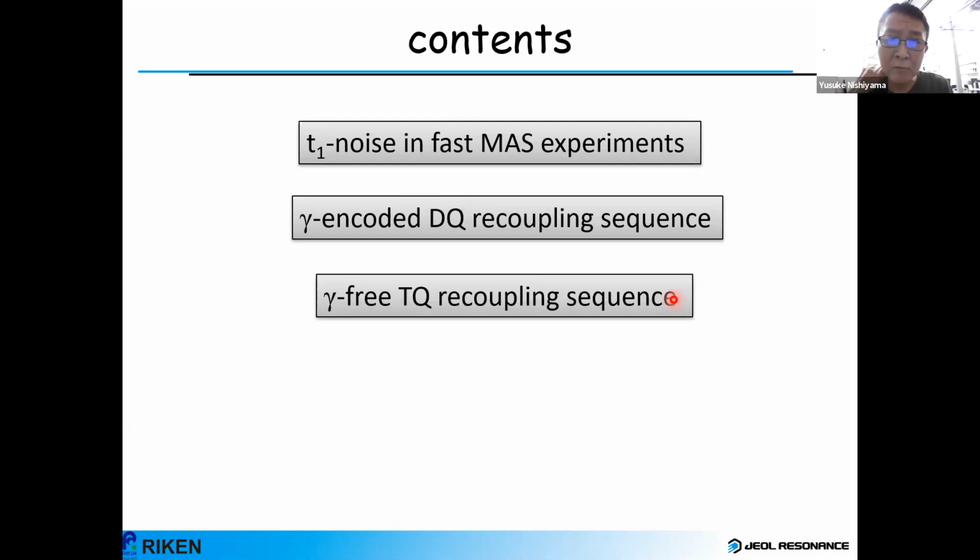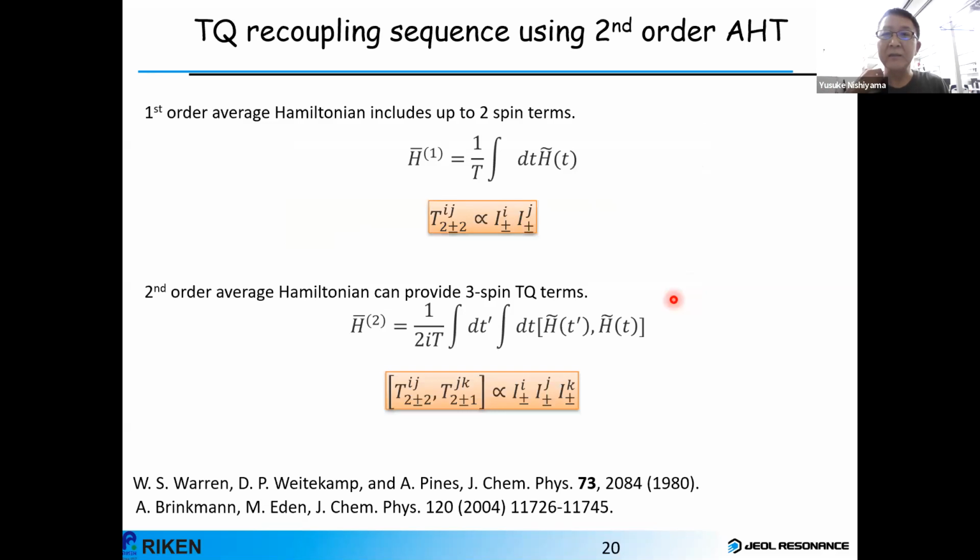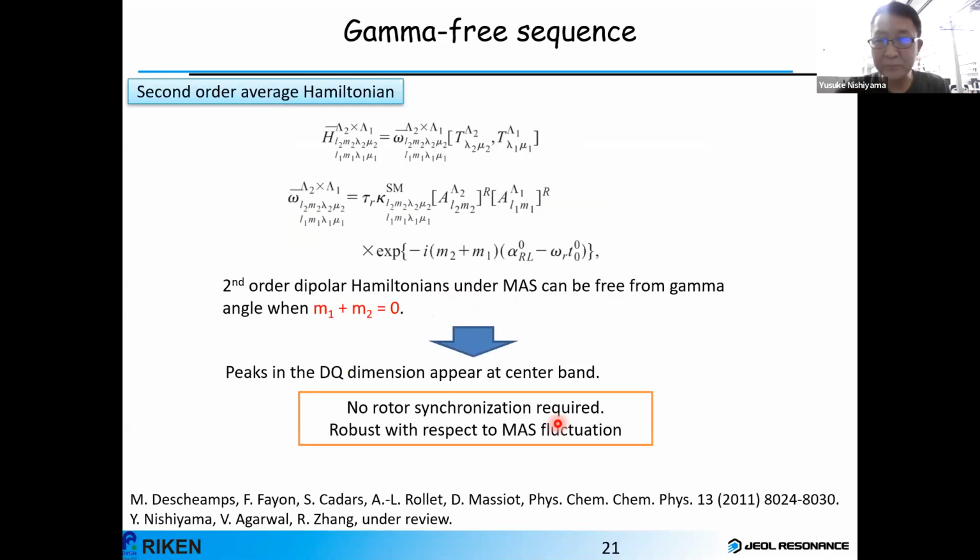Next, I want to talk about the triple quantum decoupling sequence. In the double quantum decoupling sequence, we utilize first order average Hamiltonian, but if we use the second order average Hamiltonian, we can design a 3-spin triple quantum Hamiltonian. Then the triple quantum Hamiltonian efficiently excites the triple quantum coherence. And that is suitable for triple quantum without single quantum correlation experiment.